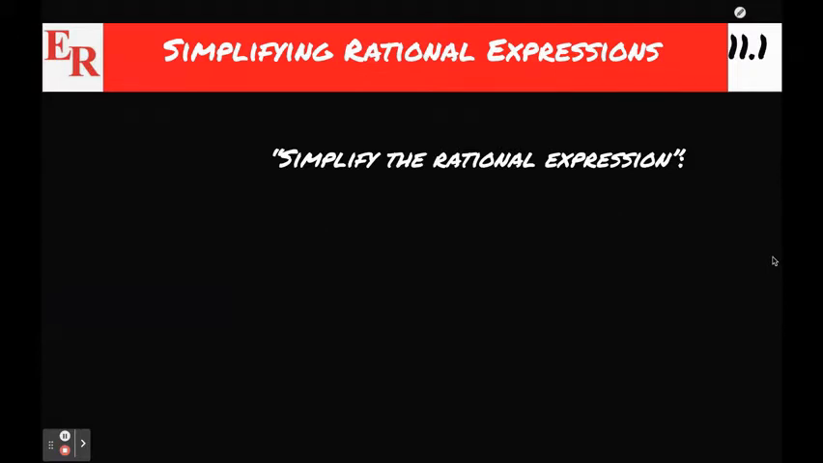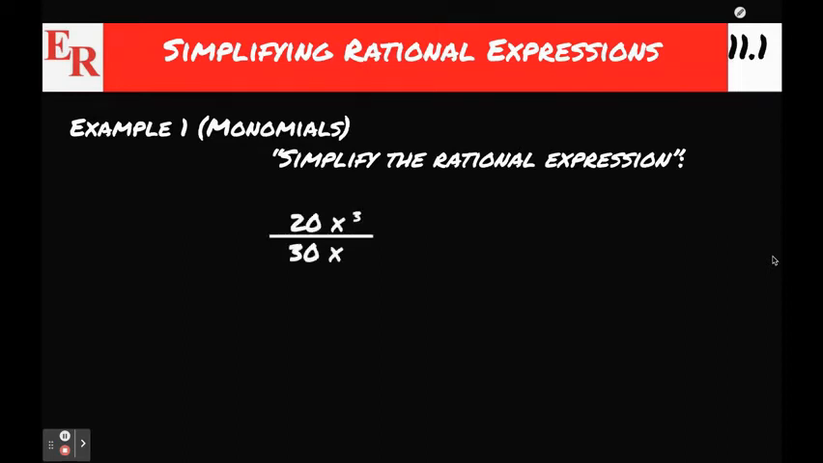In this video, we're going to simplify rational expressions. And remember that these are meant for after you've had a full lesson on the topic. So to simplify a rational expression, we're going to look at two different kinds. We're going to look at monomials first. And remember, mono means one, so we'll have a single term over a single term.